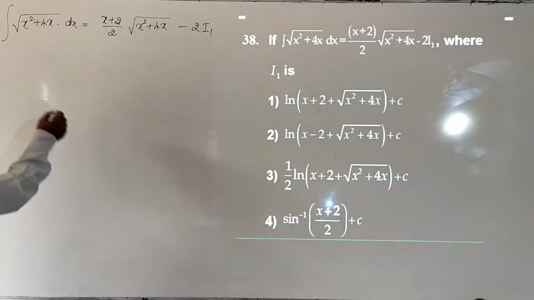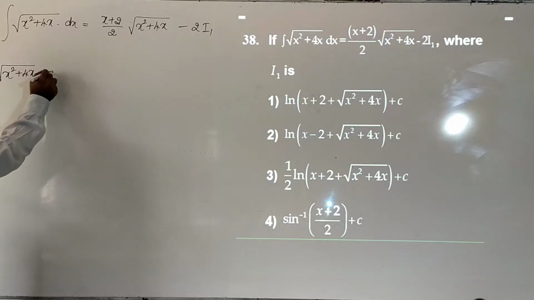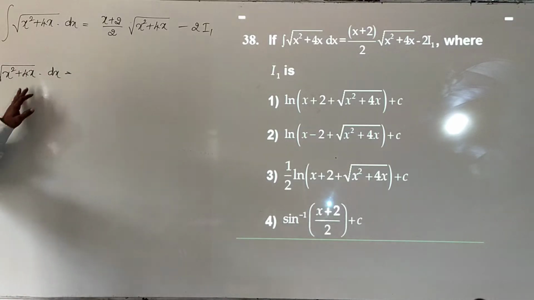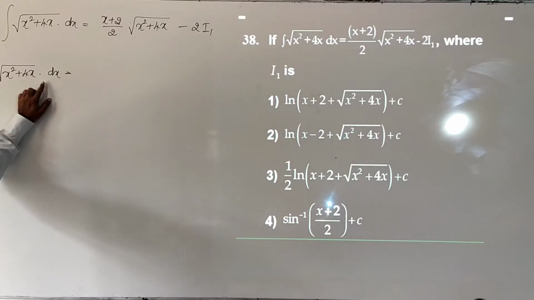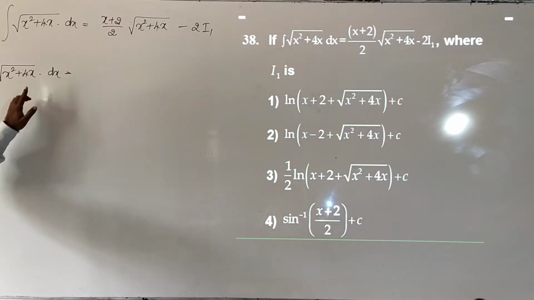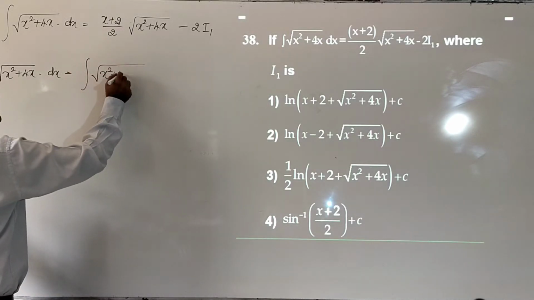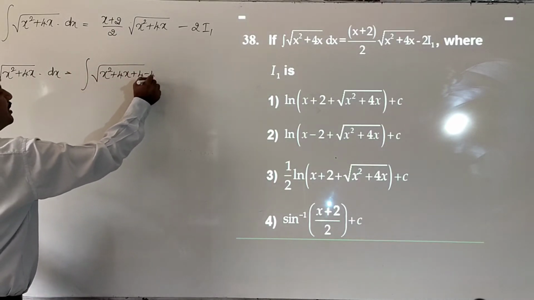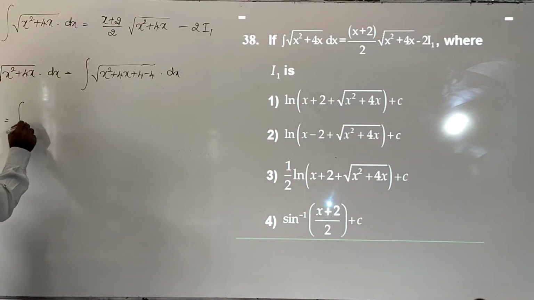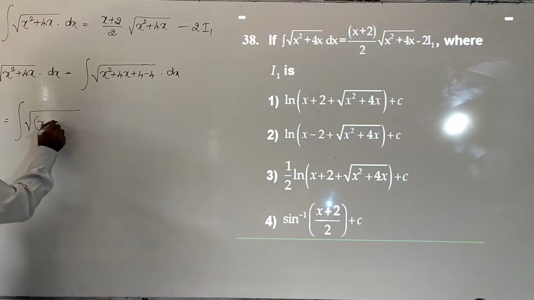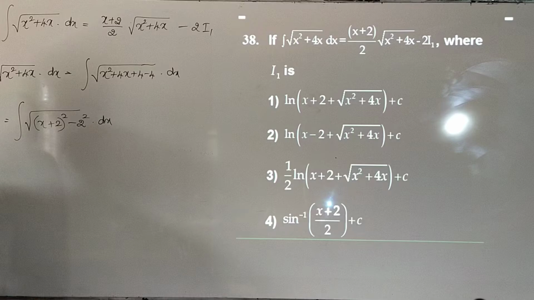So let us consider this integral of root of x square plus 4x. I have to complete the square here. Already there is x square plus 4x. If I add another 4 here, then it will become x plus 2 whole square. So I will add and subtract 4. x square plus 4x plus 4 minus 4 into dx. That's equal to the integral of root of x plus 2 whole square minus 4. I am writing it as 2 square.